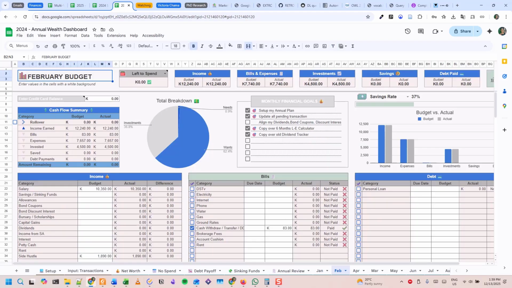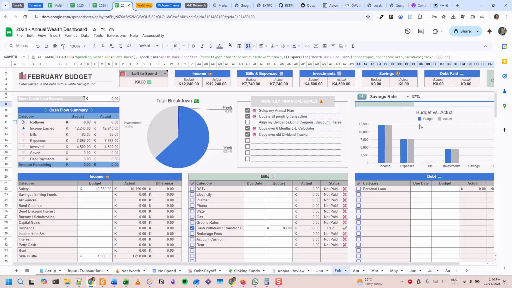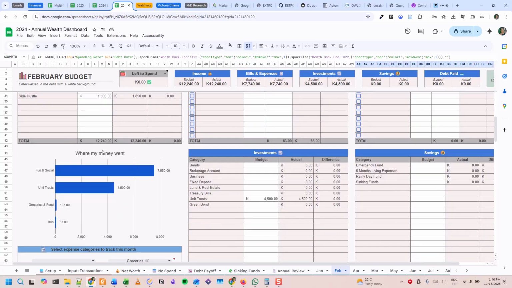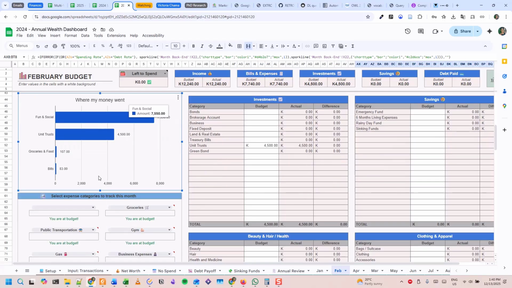From there, we can also look at monthly budget reconciliation and reporting. So this is an example of a February budget where you can actually see your cash flow details, where money came in, the expenses, the bills, the savings. You also have an overview where we can track and monitor your monthly goals for that month. It calculates your savings, your budgeted versus actual amount. And as you go down to the bottom, it also gives you an overview of where your money went in terms of which budget category had the most spending.